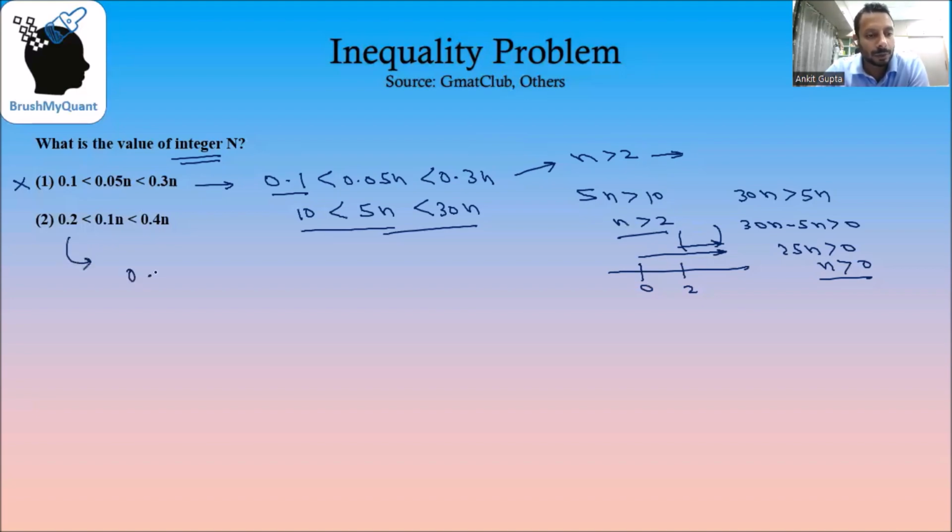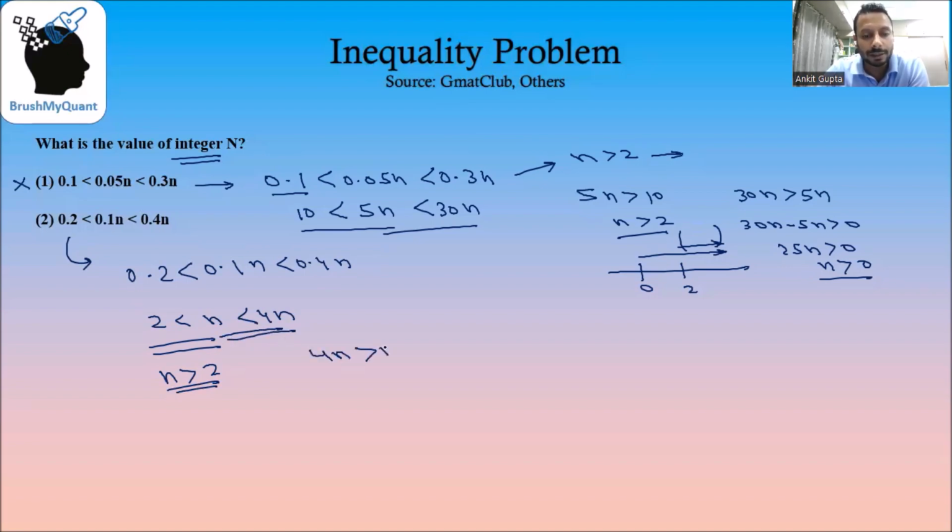So we have 0.2 is less than 0.1n is less than 0.4n. If we multiply all the sides by 10, we will get 2 is less than n is less than 4n. If we consider this part, directly we'll get n is greater than 2. And if we consider this part, then we will get 4n is greater than n or 3n is greater than 0 or n is greater than 0.